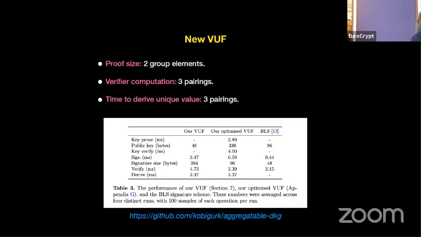The second contribution I mentioned is this new VUF. Our new VUF is related to BLS, but it is compatible with RDKG. In terms of efficiency, it's a little bit worse, but not much. We have 2 group elements rather than 1 group element, and 3 pairings to verify rather than 2 pairings. The only caveat is that if you then want to derive your unique component from your signature, that's going to cost you an extra 3 pairings.